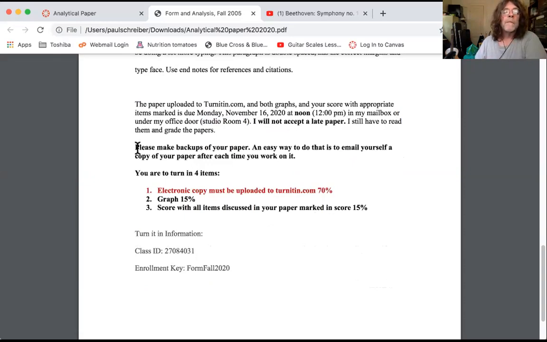So, and I'm just saying this, make backups of your paper as you're working on it. An easy way to do this is to email it to yourself. Email a copy of it to yourself. It's in your email, all right? After each time you're working on it.